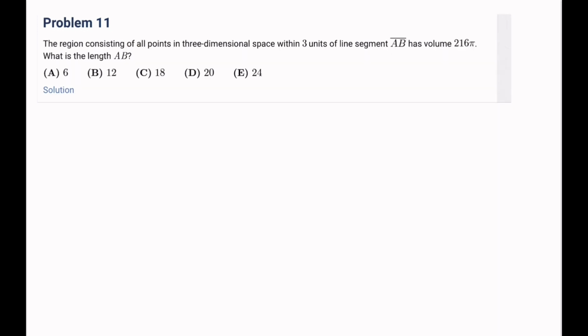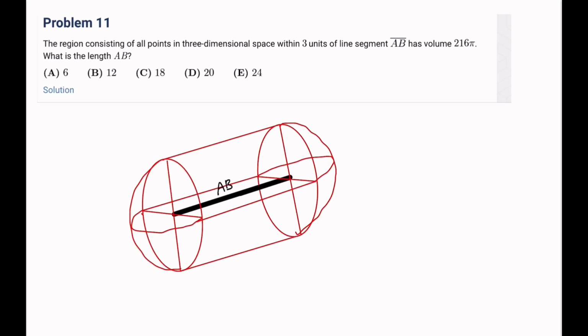Number 11, the region consisting of all points in three-dimensional space within 3 units of line segment AB has volume 216 pi. What is the length AB? Okay, so first let's draw AB. And so this would be what AB looks like, right? But then if we have all points in the three-dimensional space within 3 units of line segment AB, then that would be something like this. And so this is the points where it's within 3 units of line segment AB, and so this is 3, this is 3, and right here it's also 3, right?